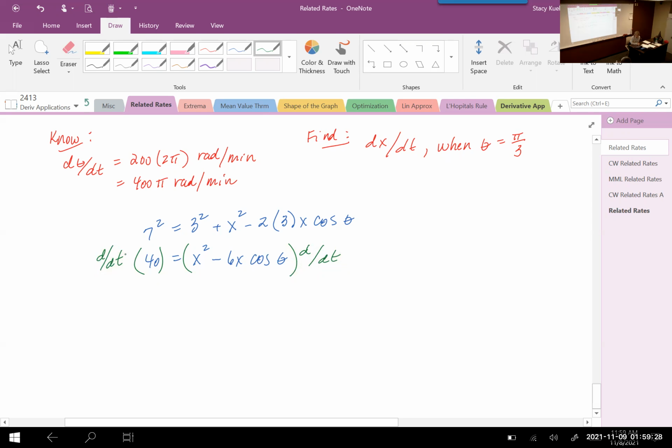So what do I get when I take the derivative of the left? 0 is equal to 2x dx/dt minus, so this is the first times the derivative of the second, minus sine theta d theta/dt, plus the derivative of the first, which would be dx/dt times cosine theta.